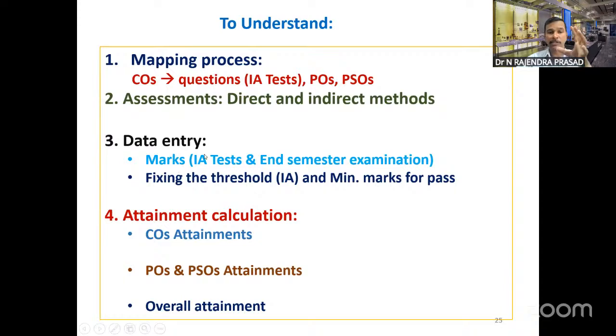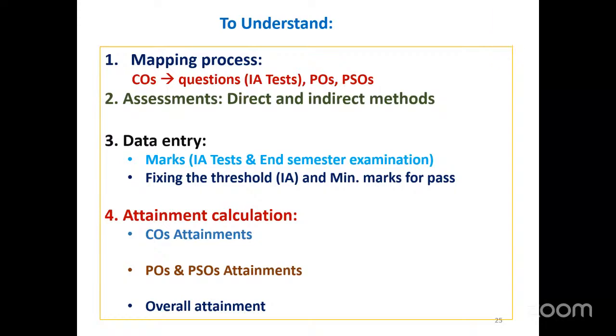Once you do the assessment, you have to enter the marks in a template or in a software. Then you have to use the threshold. Threshold means we have a passing mark. Say, for example, for 100, if a student secures 50 marks, that is the threshold. Likewise, even for the attainment, we have to fix the threshold. I will show you certain real examples. Threshold for the internal assessment marks and the threshold for the end semester examination marks to pass.